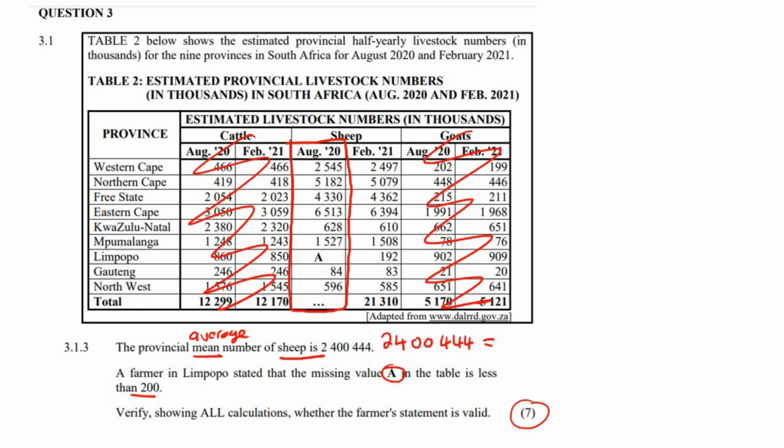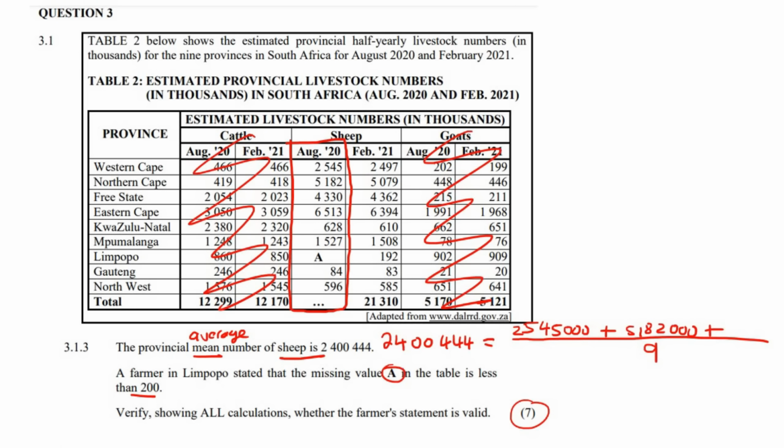So we're going to say 2,400,444 equals. Now, how would you normally calculate the average? Well, like we just said, you would add all of these numbers together. Now, remember that you need to add 1,000 onto these numbers. So it's going to be 2545,000 plus 5182,000. Okay? And you're going to have to add up all of those, and you're going to put all of those up at the top here. And then at the bottom, you're going to put a 9, because that's how you work out average.